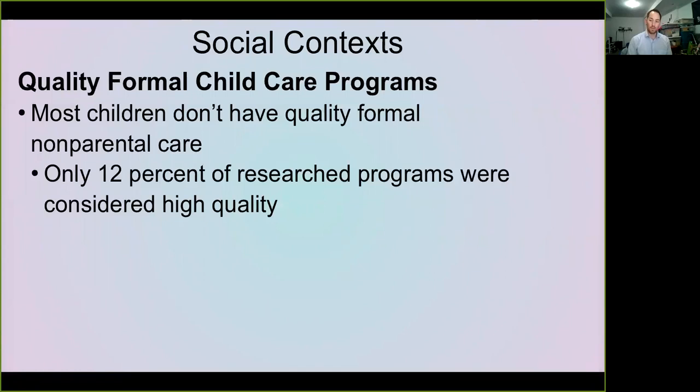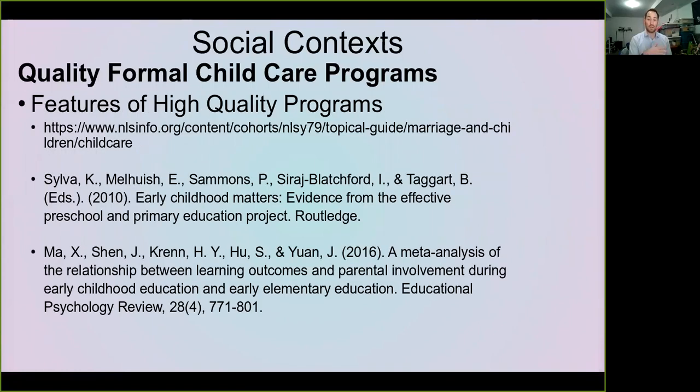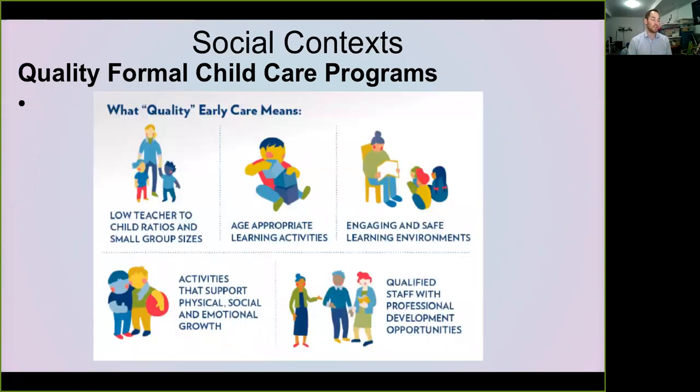So if you want some more information, this might be a good start for a question paper. Here are some references that you could look up. These different papers and reports will go into some really specific things that good, high quality childcare will do. So what does quality early childcare mean? Well, there are low teacher to child ratios and small group sizes.